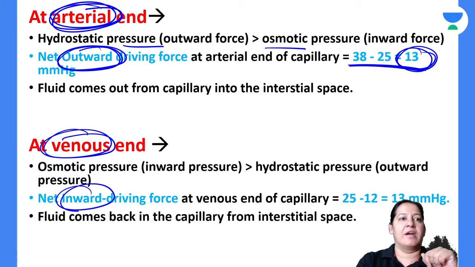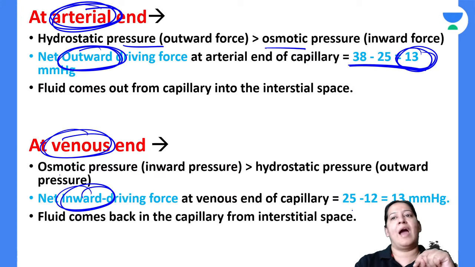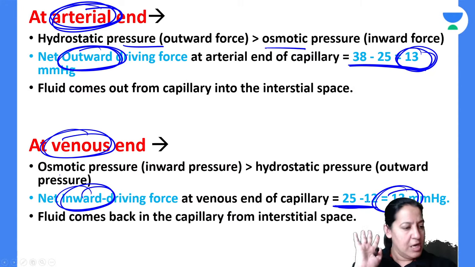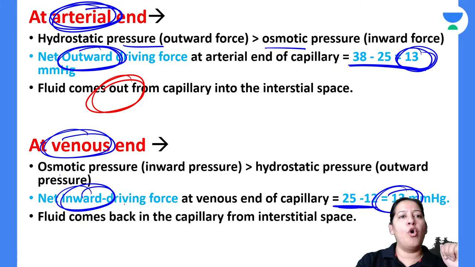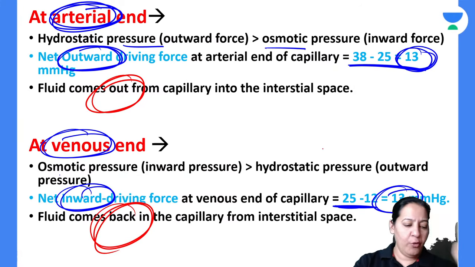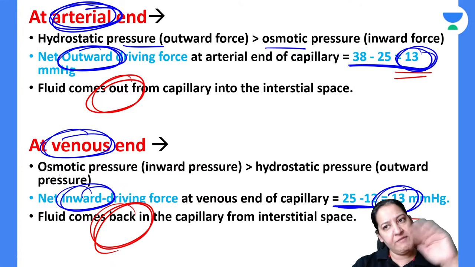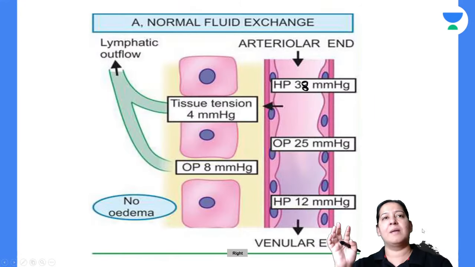At the venous end, the net is inward. Here, osmotic is more than hydrostatic. So 25 minus 12 is 13. So both are equal and opposite. So whatever fluid comes out of the capillary goes back into the capillary. So the fluid is coming out with 13 mm and again with 13 mm it will go in.